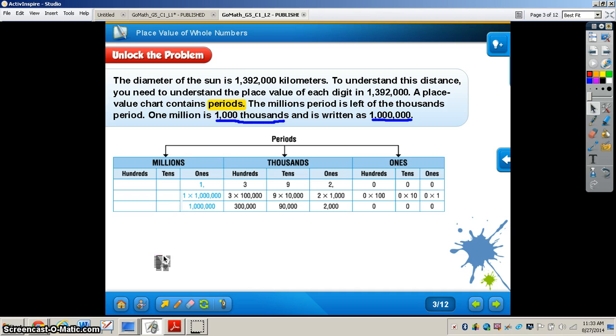Now just remember the math idea when writing a number in expanded form. If no digits appear in a place value, for example, my ones period did not have any digits, it is not necessary to include them in the expression. So you can see the expanded form stopped with 2 times 1,000. The reason for that is the number 2 representing 2,000 is the final digit, and there were not any digits with any value in the ones period.